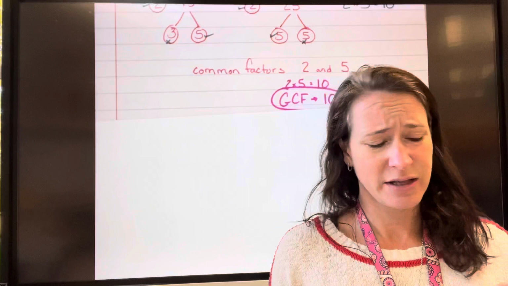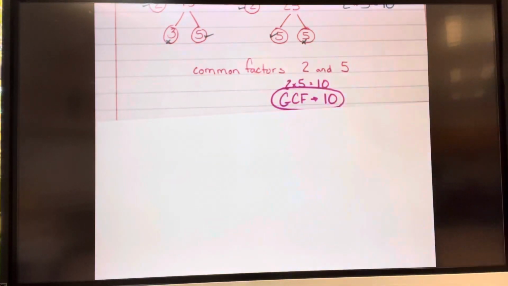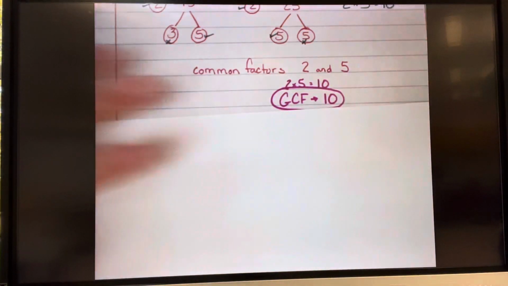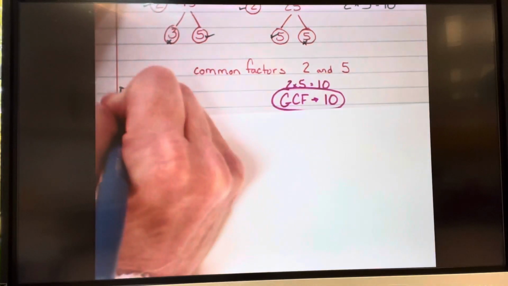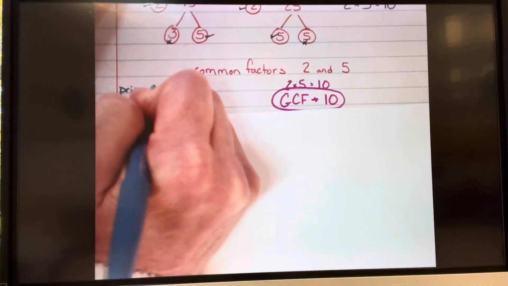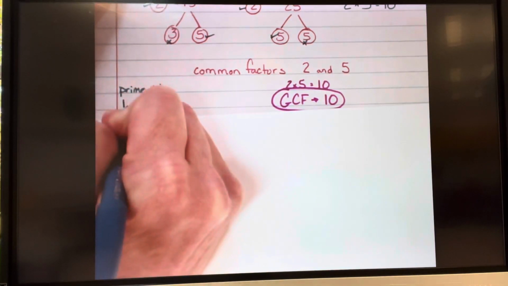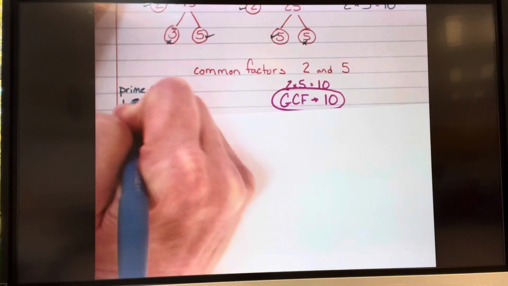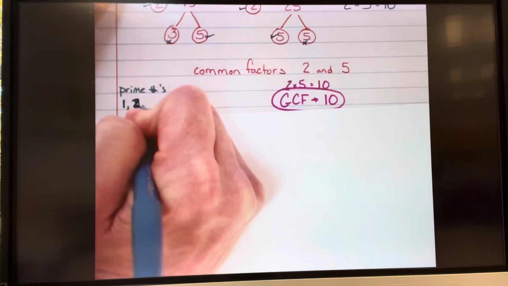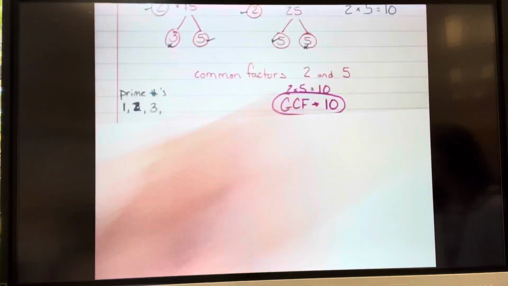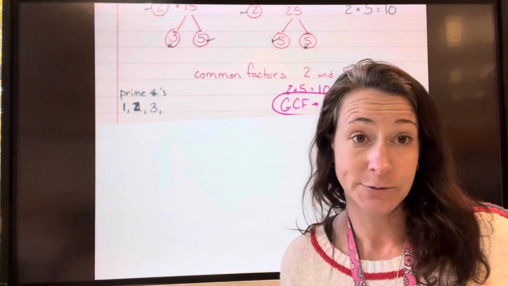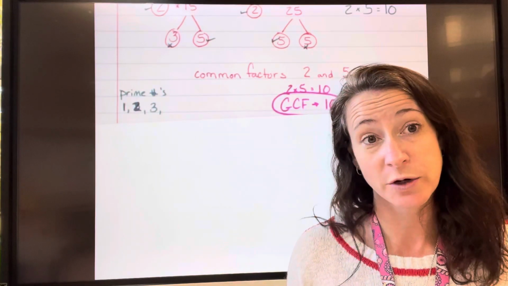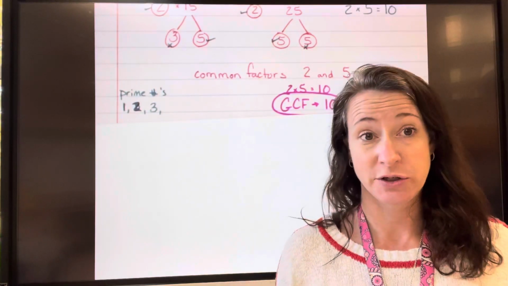Another way to look at it is: what are my prime numbers? Do you know what your prime numbers are? Prime numbers, you have 1, which is never gonna be one. 2 is a prime number. 1, 2, 3. Is 4 a prime number? No, because you can multiply 1 times 4 to get 4 and 2 times 2.